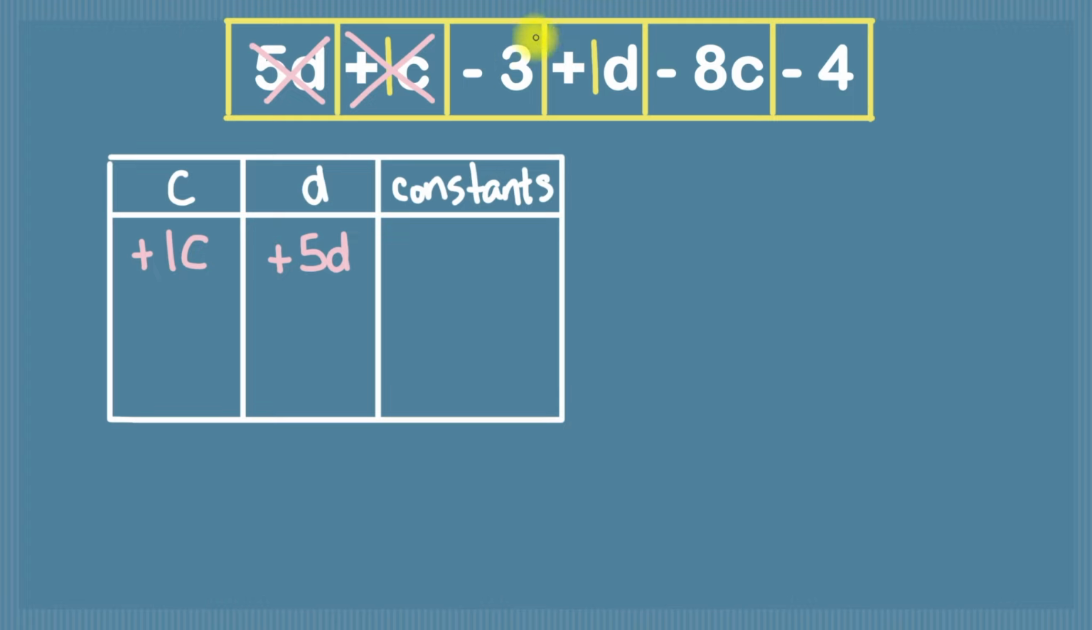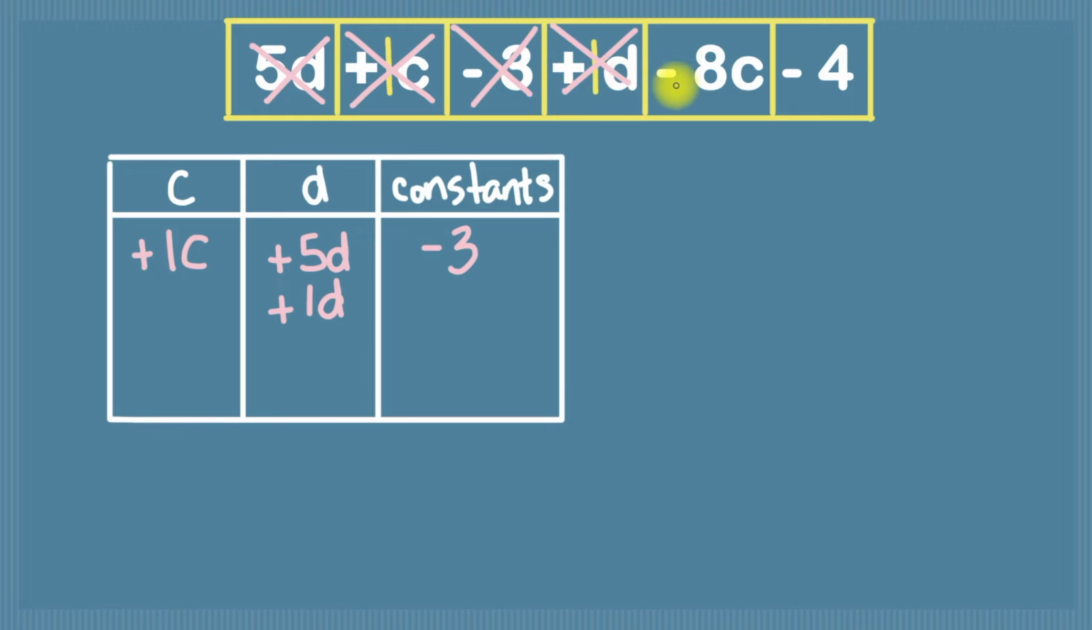Next, we have negative 3. That's a constant, so it'll go in the constant column. And then we'll cross it off. Next, we've got positive 1D. That's a D term, so it'll go in the D column. Positive 1D. And then we'll cross it off.